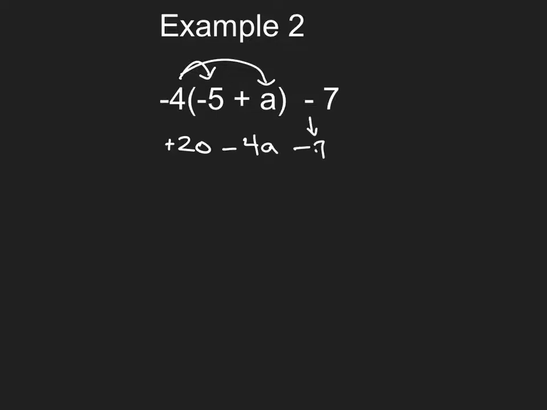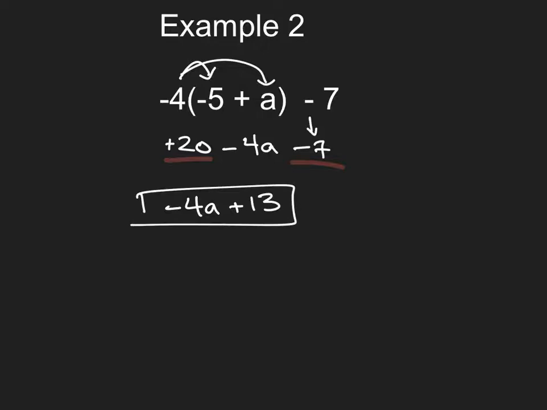We bring down the -7, which we haven't dealt with yet, and then we look to see what we can combine. So here we have a positive 20 and a -7. So let's combine those two. The -4a, there's nothing else to combine it with, so we leave it by itself. Positive 20 minus 7 is going to leave me with positive 13. And there's our answer.